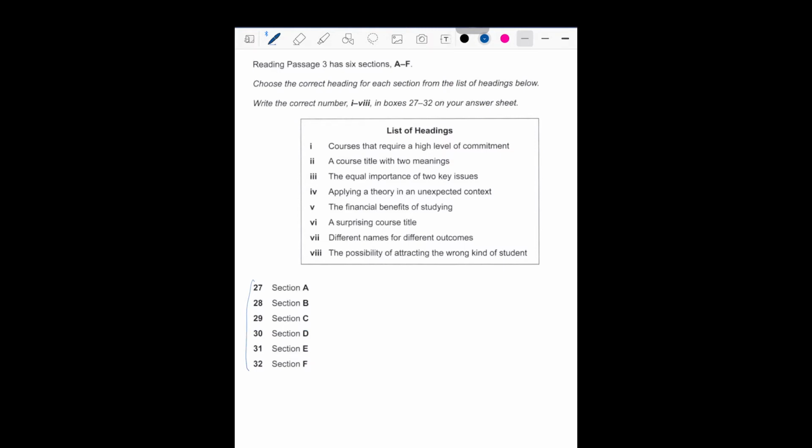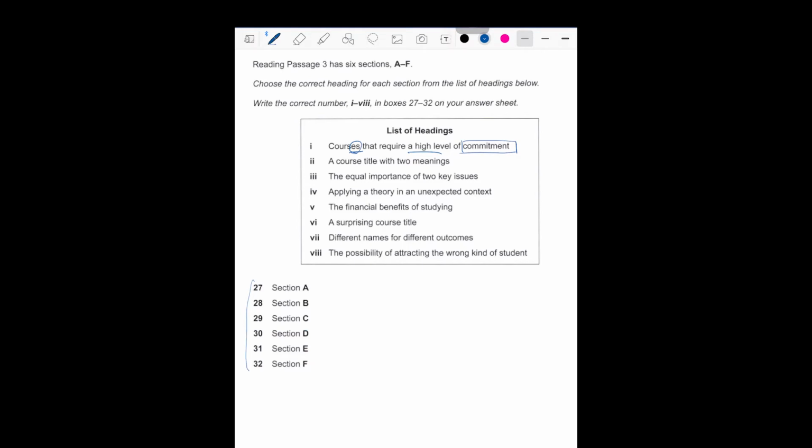Courses that require a higher level of commitment. A high level of commitment. What are those commitments? What should the students do? Maybe the instructor is expecting students to read more research. So what are those commitments? In that paragraph, possibly there will be that information. Courses that require a high level of commitment. Courses, there's a plural form. Obviously, there will not be just one course.